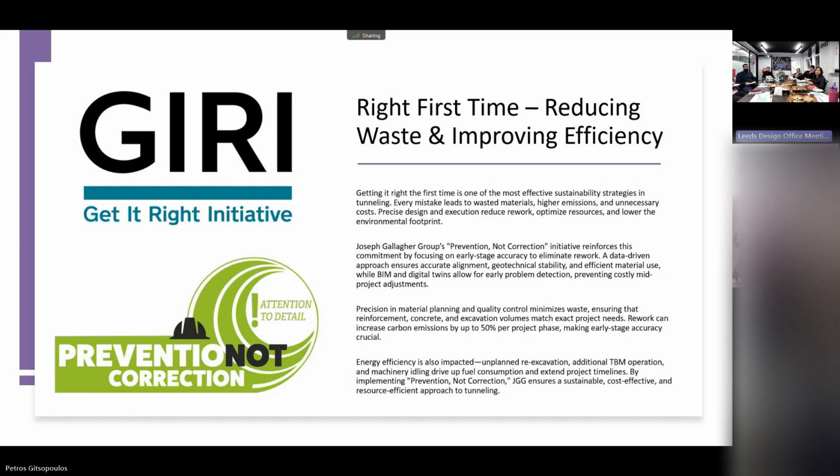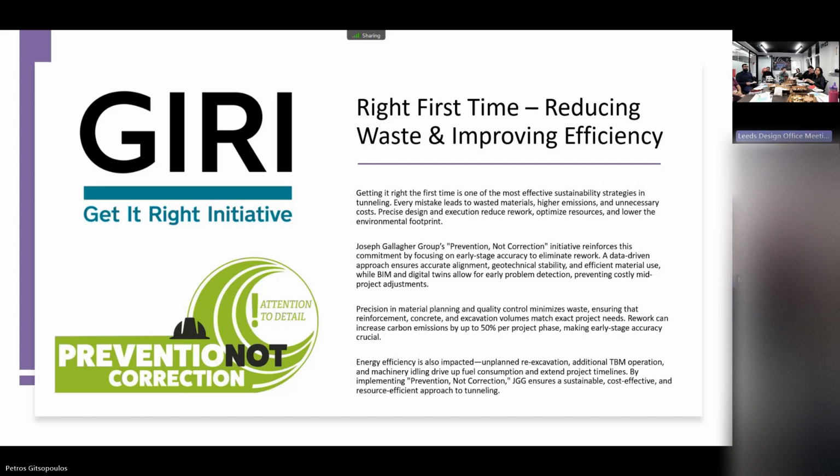Joseph Gallagher's group initiative, Prevention Not Correction, as you can see on the bottom left, reinforces this commitment by focusing on early stage accuracy to eliminate rework. A data-driven approach ensures accurate alignment, geotechnical stability, and efficient material use, while BIM and digital twins allow for early problem detection, preventing costly mid-project adjustments. Precision in material planning and quality control minimizes waste, ensuring that reinforcement, concrete and excavation match exact project needs. Rework can increase carbon emissions by up to 50% per project phase, making early stage accuracy crucial.